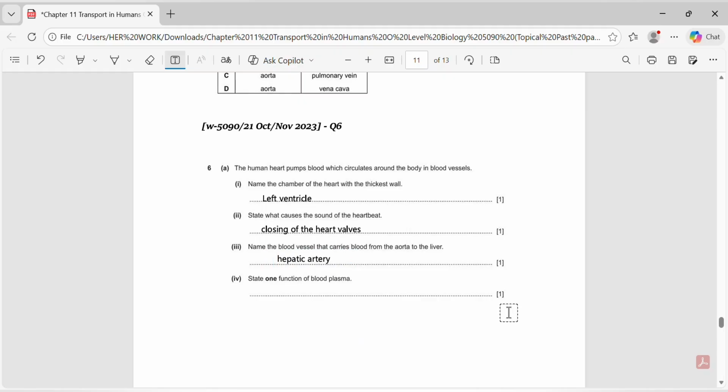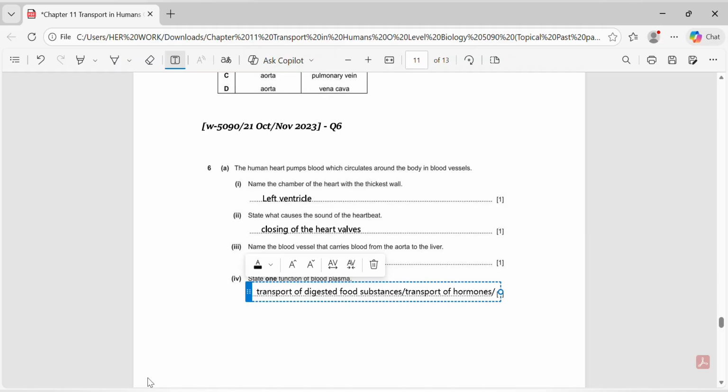Finally, the fourth part asks us to state one function of blood plasma. Plasma is the liquid part of blood and plays a major role in transport. It carries dissolved substances such as digested food, hormones, carbon dioxide, and waste products like urea. It also helps transport blood cells and heat around the body. A suitable answer would be, transport of digested food substances, or transport of hormones, or transport of excretory products such as urea.